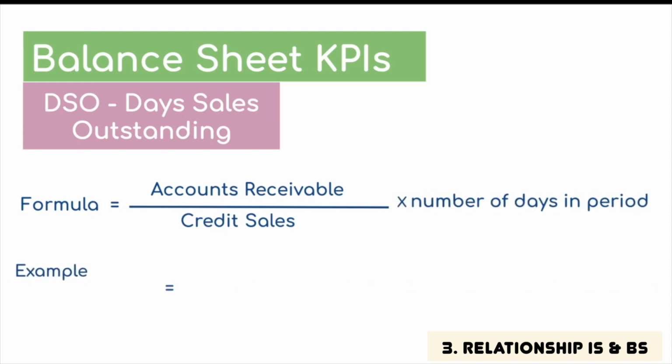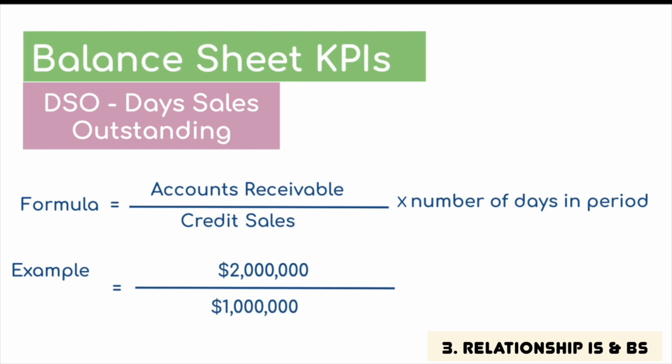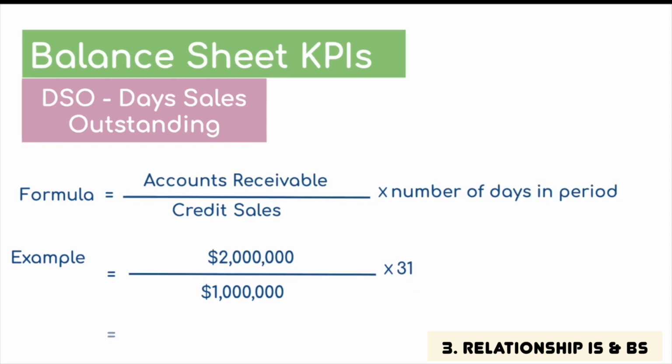So if you take an example, if a company has $2 million in accounts receivable, you divide that by the amount of credit sales, let's say $1 million, and then you multiply by the number of days in the month. Say this is the month of May, 31 days, you get an answer of 62 days, which is telling you that it's taking you 62 days to convert your sales into cash.